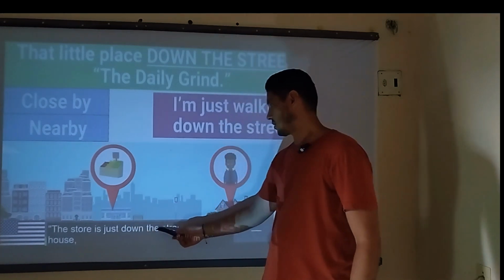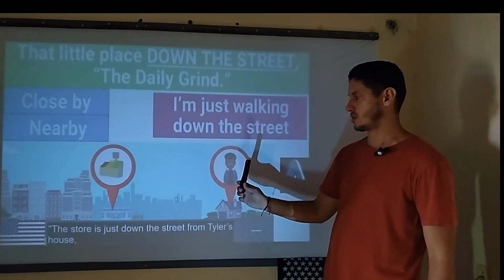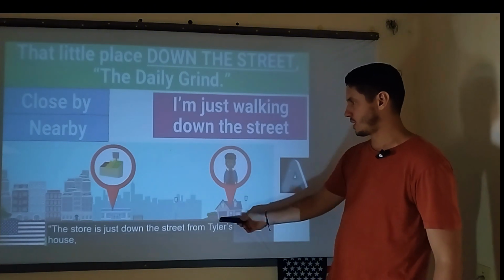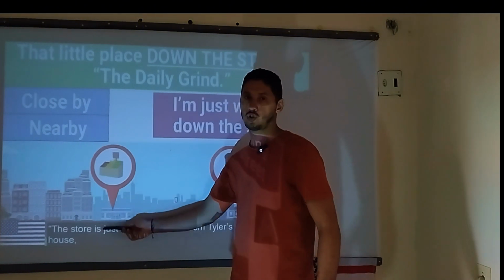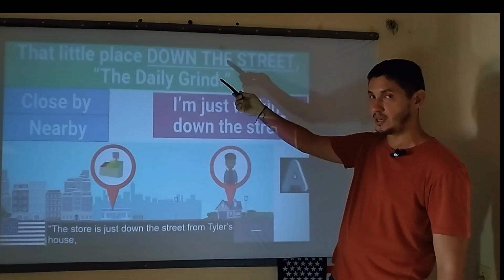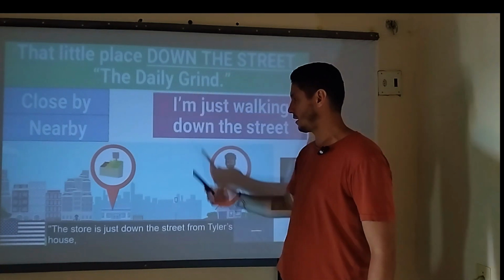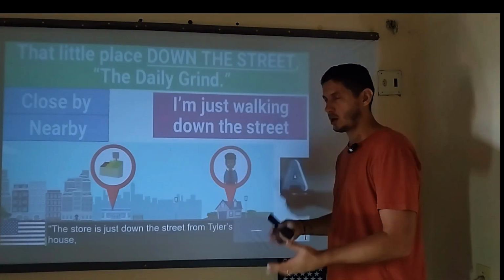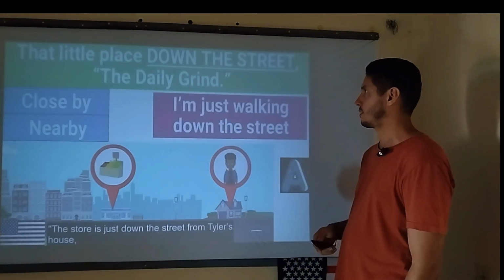We have this example here. The store is just down the street from Taylor's house. Here we have Taylor's house, and here we have the store. It would be the same as having that little place down the street called the daily grind. It's close by. You can go walking there. You don't have to drive there, alright?